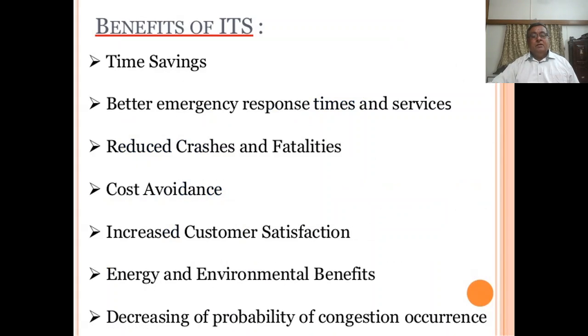Benefits of intelligent transportation systems: time saving, better emergency response times and services, reduced crashes and fatalities, cost avoidance. Fatalities means death rate. Also increased customer satisfaction, energy and environmental benefits, and decreased probability of congestion occurrence.